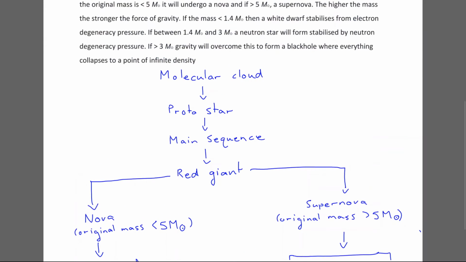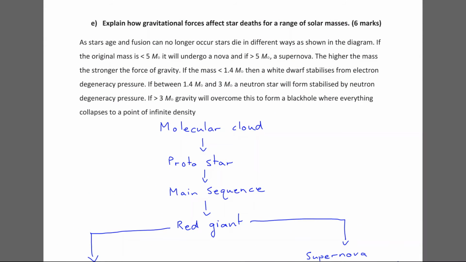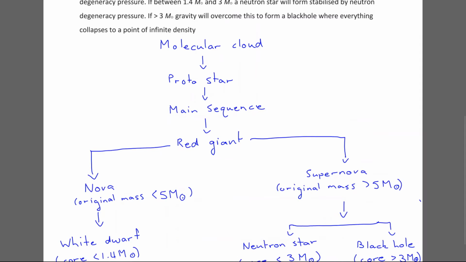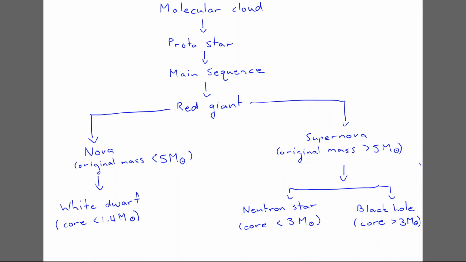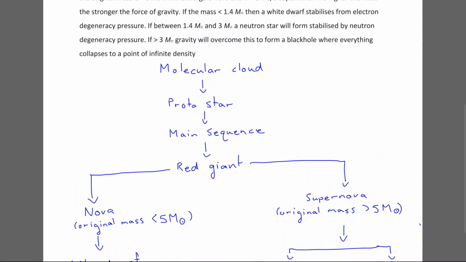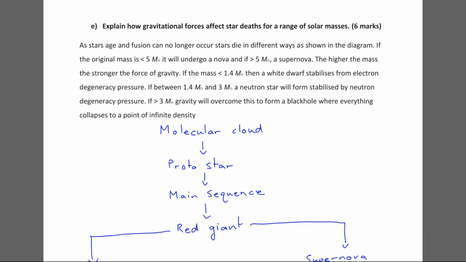So, to answer this question, you need to write something like this, and maybe you could supplement it with a diagram kind of like this. You wouldn't even need to draw the whole thing necessarily, maybe just from the red giant phase, and talk about the different options there. But note, you can't just draw the diagram for this one, because you do have to explain. We do need some words there, I think, for this one.